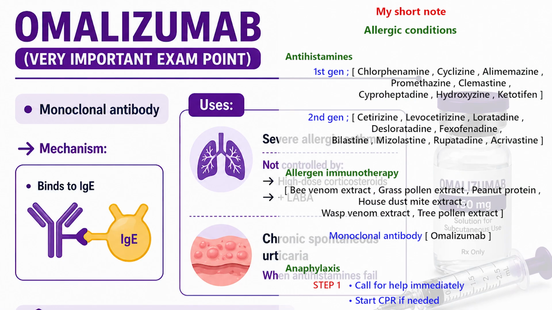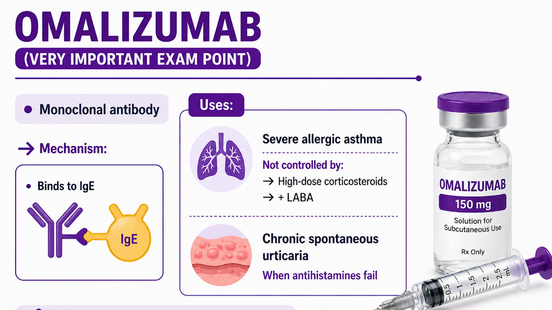Now, a very important exam drug, omalizumab. This is a monoclonal antibody. Mechanism is simple. It binds to IgE and prevents allergic cascade. Uses: severe allergic asthma not controlled by high-dose corticosteroids plus LABA, chronic spontaneous urticaria when antihistamines fail, and remember, it is only given in specialist centers.